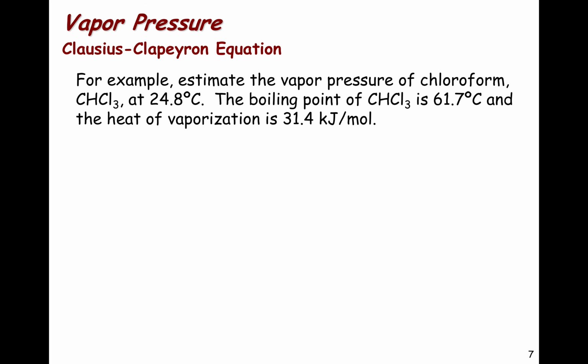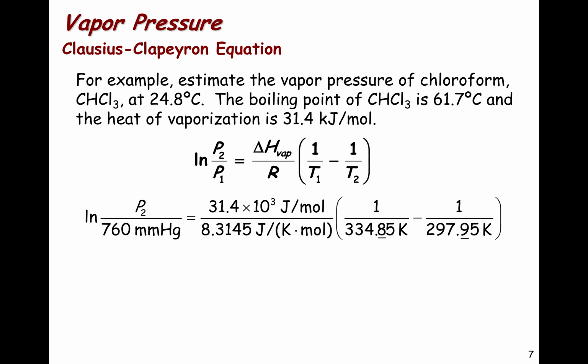As an example of a question involving the Clausius-Clapeyron equation, estimate the vapor pressure of chloroform at 24.8 degrees Celsius, given that the boiling point of chloroform is 61.7 degrees Celsius and the heat of vaporization is 31.4 kilojoules per mole. We have the Clausius-Clapeyron equation, so we want to plug in our variables that we know.